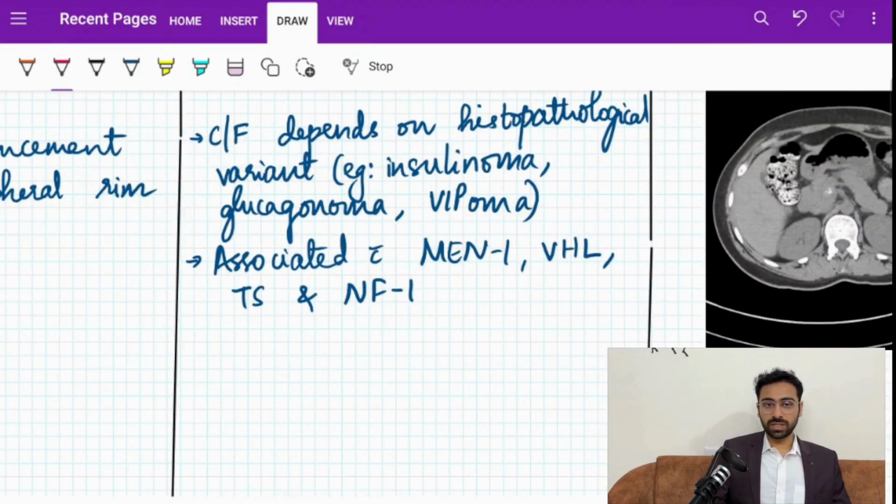Now, the clinical feature depends upon the histological subtype. Insulinoma, glucagonoma, VIPoma, all of them have different clinical features. I'm sure that all of you are already aware of that. Now, this has a very high association with syndromes like MEN1, von Hippel-Lindau, tuberous sclerosis, and neurofibromatosis 1.